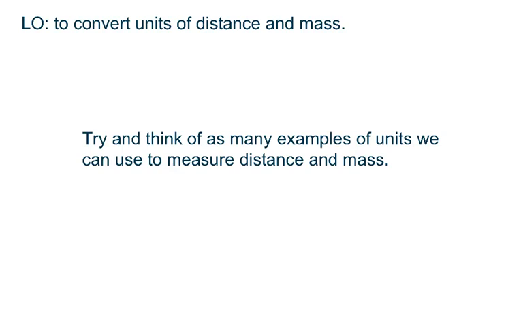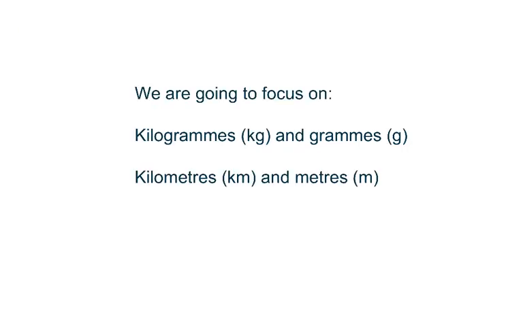We are going to focus on two types of measurement today. We're going to look at converting kilograms to grams, and then we're going to look at kilometres and metres. They are metric units, okay? They're the units that we tend to use in this country. But there are also other units that we use, which are imperial units. If you're thinking about something like volume or capacity, you might think about pints. We're just going to be focusing on metric units for today, okay?